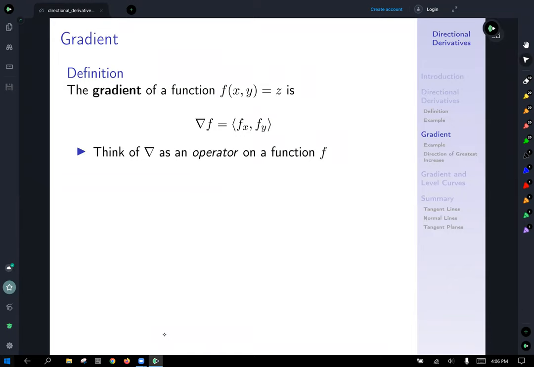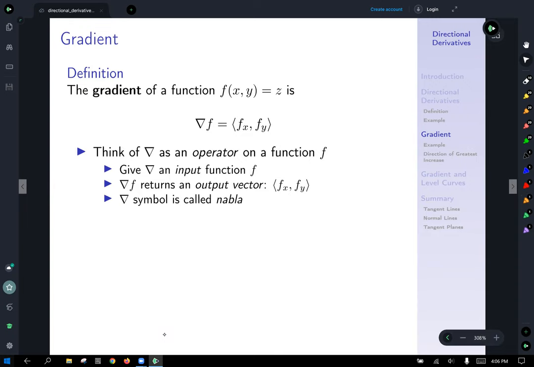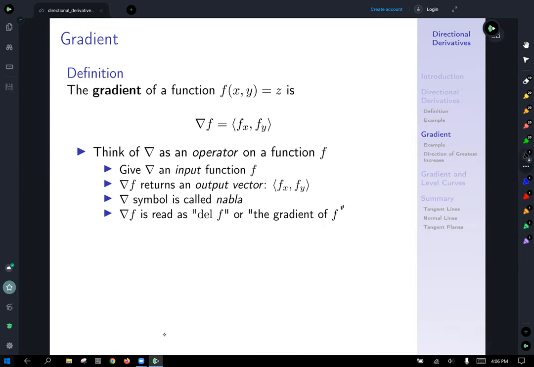You give it a function, it spits out an output, and that output is a vector with the partial of x and the partial of y as its components. So give it an input function, it gives you a vector. Instead of calling it the upside down triangle, it's called a nabla, but we don't say nabla f. What we say is del f, or the gradient of f. You may have heard me mispronounce partial derivatives by saying del a lot. You should say partial of f with respect to x, but del is reserved for the gradient.